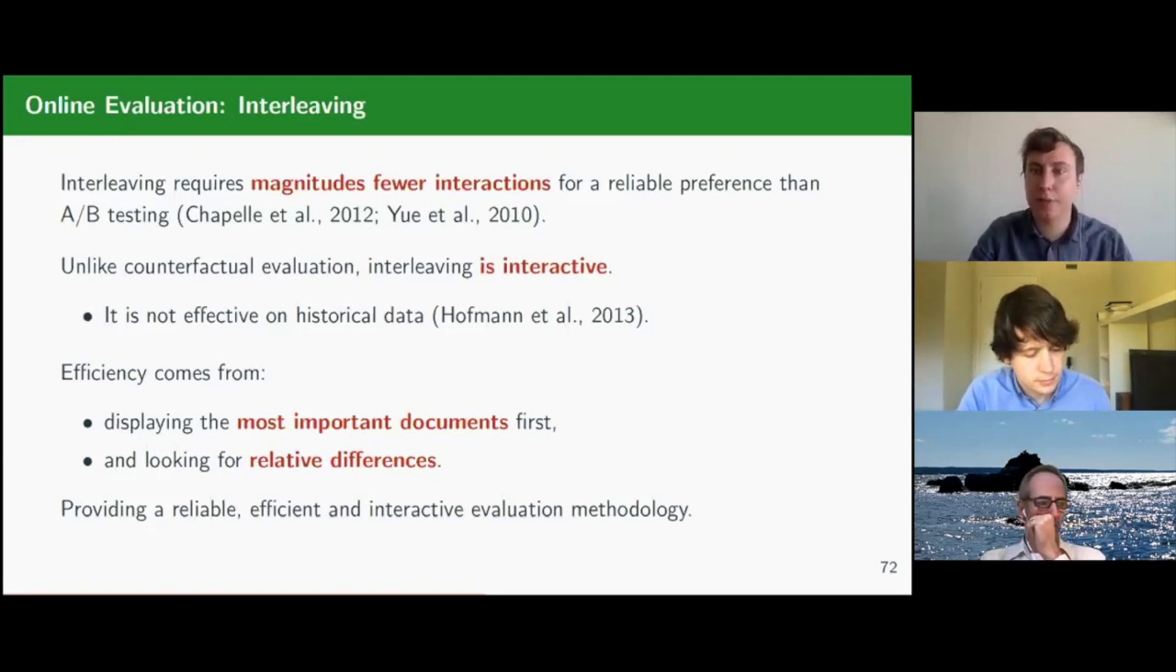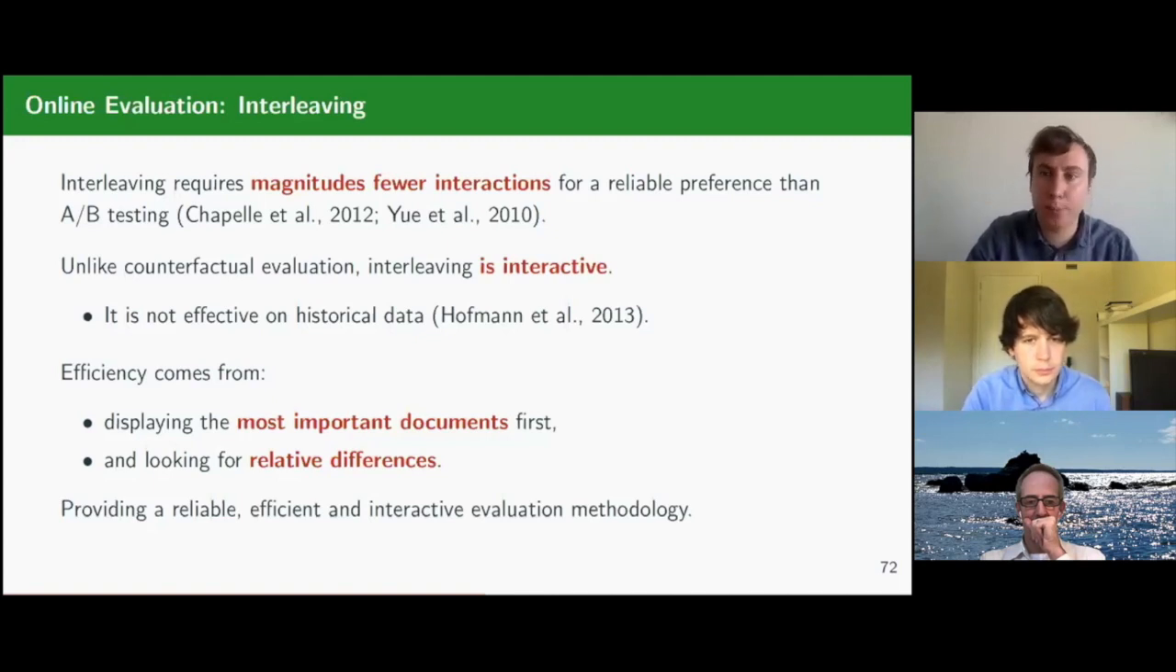You need to have a system that is actually producing these interleaved rankings, showing it to users and gathering feedback like that. This makes it not effective on historical data, as opposed to counterfactual evaluation, which is still effective on historical interaction data.